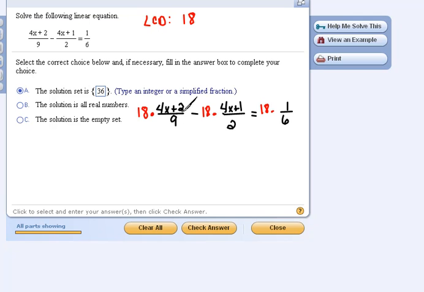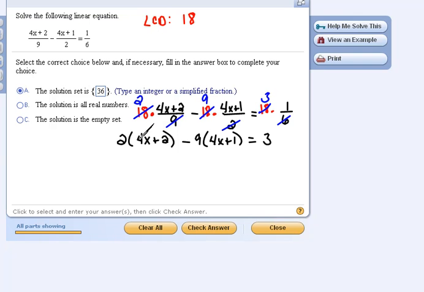In this first term, the 9 will go into the 18 two times, so we have left 2 times (4x + 2). And then for the second term, 2 will go into 18 9 times. So what we have left is the minus 9 times (4x + 1) equals. Now in the third term, the 6 will go into the 18 3 times. So we have 3 times 1, which is 3. Now we've eliminated all of our fractions, so we don't have that to worry about.